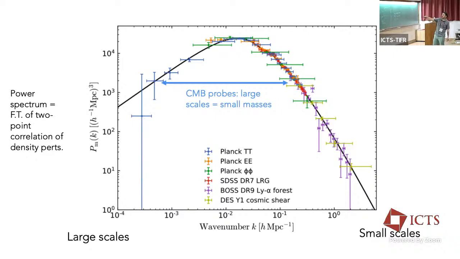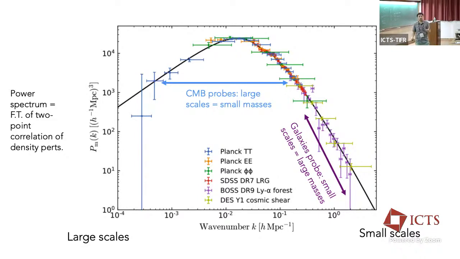CMB probes large scales. Large scales correspond to small particle masses. CMB is only sensitive to those particle masses up to about 10 to the minus 25 eV, which isn't very large at all. If we want to get stronger constraints on the particle mass, we have to consider galaxy observables. So here we've got the BOSS DR9 Lyman alpha forest and the DES Y1 cosmic shear. And galaxies probe the matter power spectrum up to larger wave numbers. If you remember the Jeans scale, larger wave numbers correspond to probing larger particle masses.